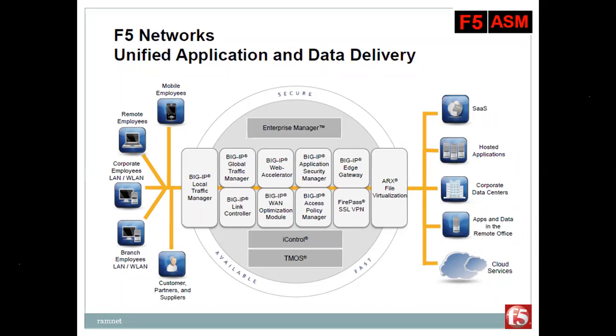So F5 Networks has a unified application and data delivery. There is software called TMOS, running on the Traffic Manager shell, the Traffic Manager OS. It's an operating system they are running. The source can be from anywhere: mobile employees, remote employees, corporate employees on LAN and WLAN, branch employees on LAN and WLAN, customers, partners and suppliers, everyone coming to the LTM first. Big-IP LTM first. And LTM is one other module which is offered by F5.